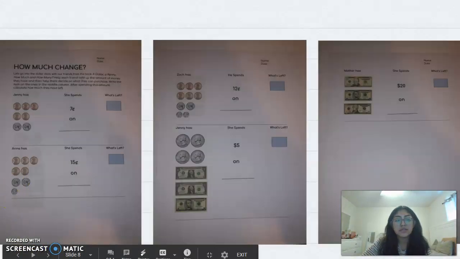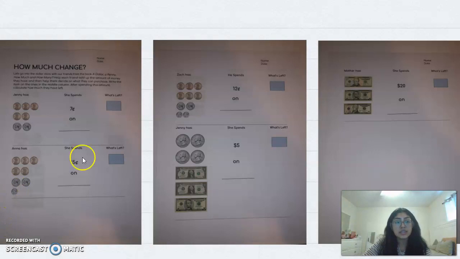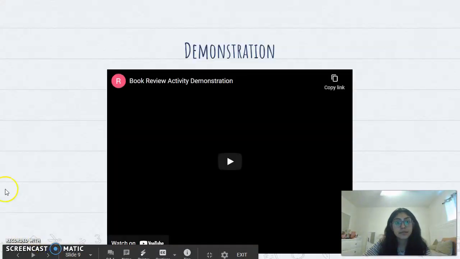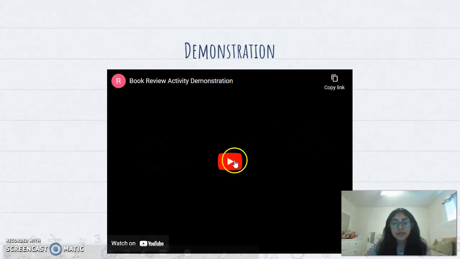Here are a few pictures of the worksheet. It's 3 pages long and 5 questions long. And finally, the demonstration.